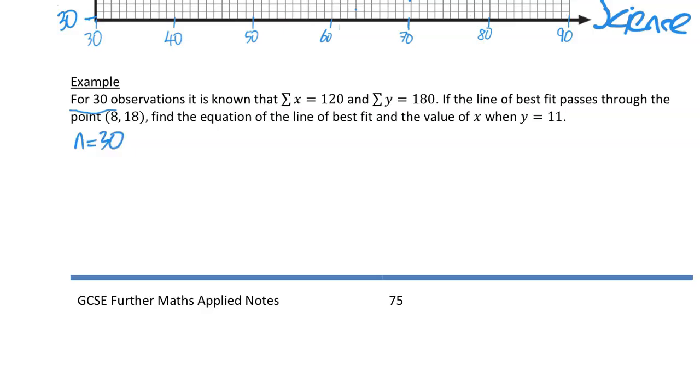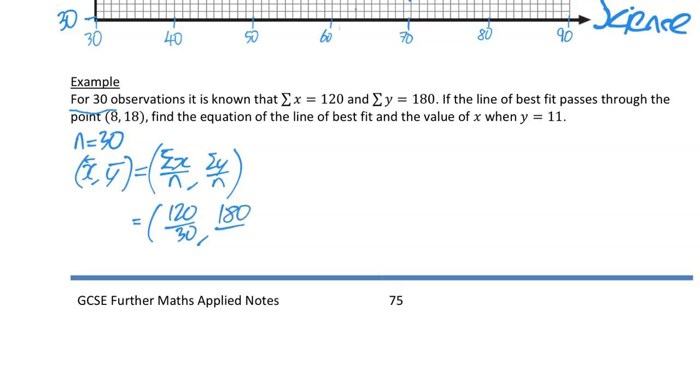Why we need this is, remember, your x bar, y bar is equal to all of your x values added up, which is sigma x over n, and all of your y values added up and divided by n. So we can then work out your x bar, y bar. x bar, y bar is going to be equal to 120 divided by 30, 180 divided by 30, which works out to be (4, 6). So you've got your x bar, y bar, your point which your line of best fit has to go through, is (4, 6).